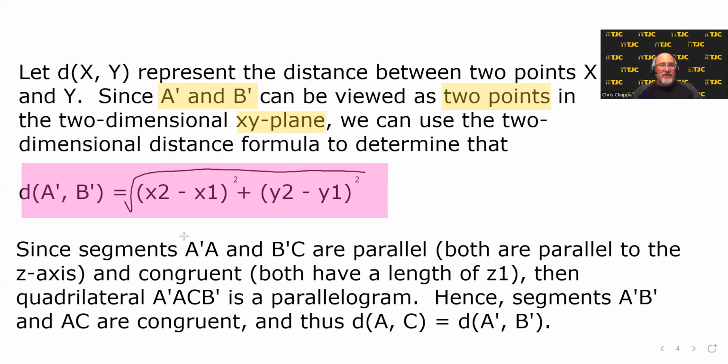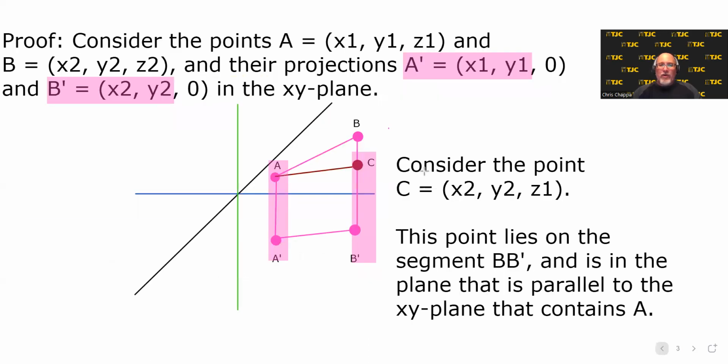All right, so since segments A prime A and B prime C are parallel, both parallel to the Z-axis, and congruent. Oh, wait a minute. Why would these two vertical segments be congruent? Well, we could do the distance formula between them, but let's think about it for a second. I'm getting a lot of highlights here, so I'm going to have to get rid of some of them. All right, let's focus on A and A prime just for a second. Here's A prime. If we did the distance formula, oh, wait a minute, we can't use the three-dimensional distance formula.